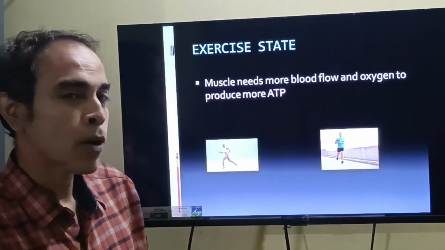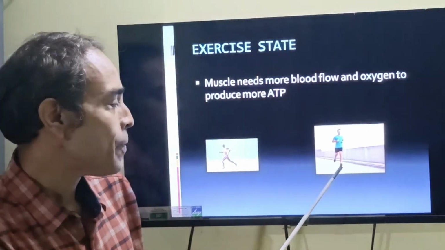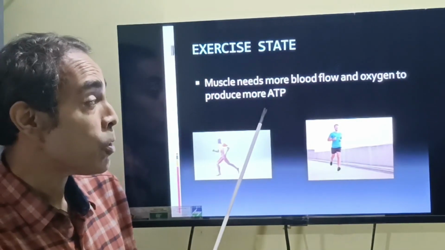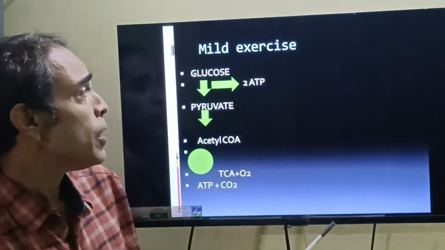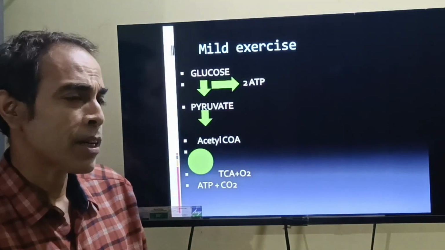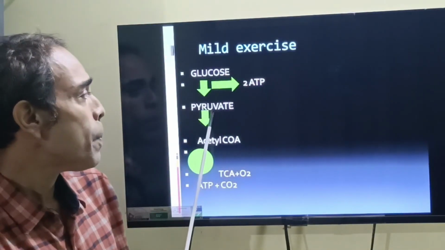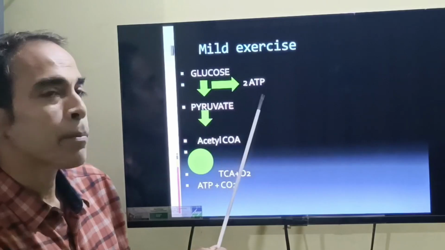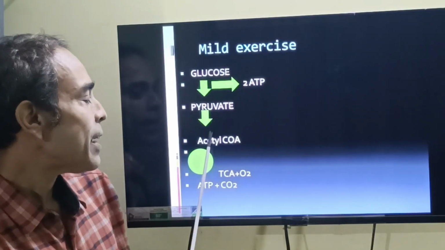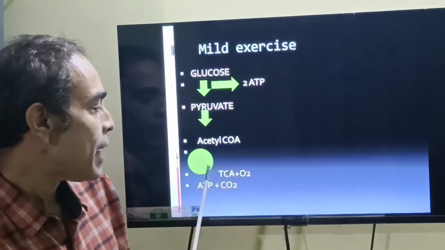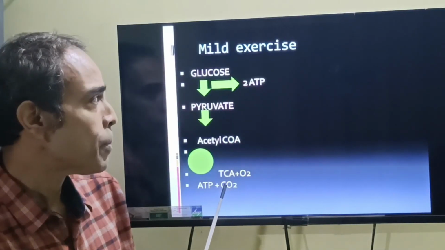Now when we do a lot of exercise, say a person is running, a lot of blood flow and oxygen are required to produce ATP, to produce energy. In mild exercise, such as running or walking, it doesn't cause a lot of problems because the glucose molecule is converted to pyruvate. When glucose is converted, 2 molecules of ATP are formed, and this can enter the Krebs cycle to form ATP, carbon dioxide, and the ATP which is used up for energy purposes.